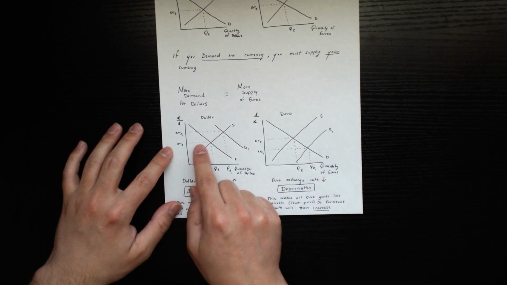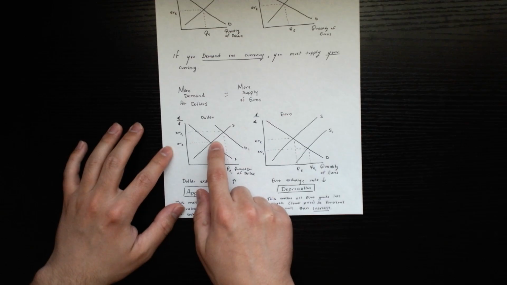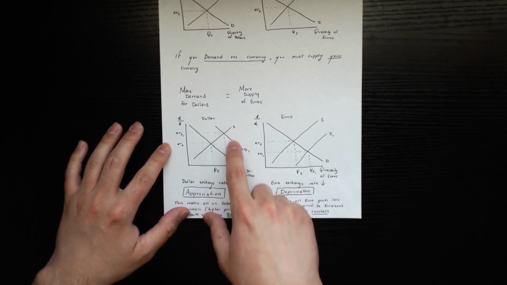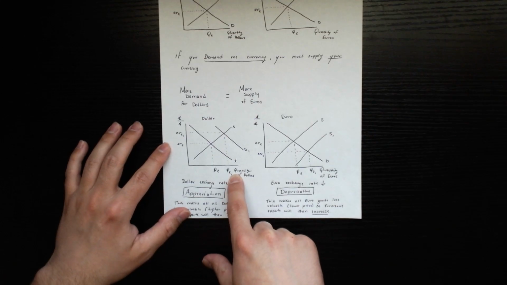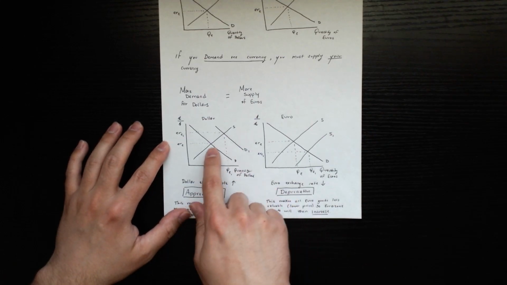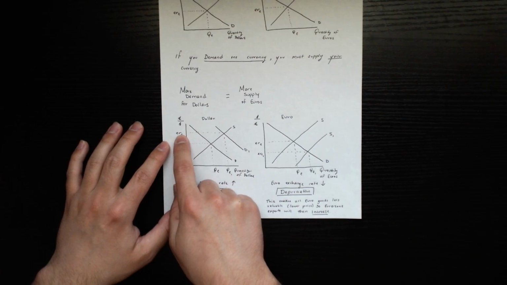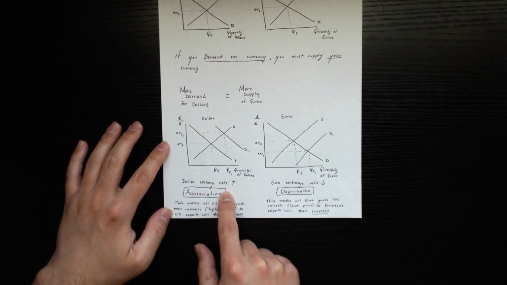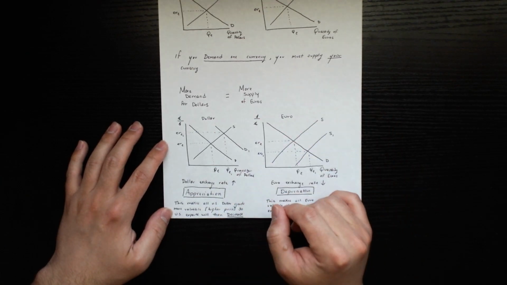So here, let's say that if we demand more dollars, that means that the demand for dollars is going to increase, shifting that to the right. That leads to a higher equilibrium quantity of dollars, but also a higher exchange rate for the dollar. Since the dollar's exchange rate is going up, that's called appreciation. But what's happening to the euros?